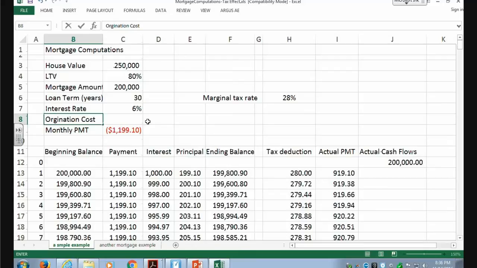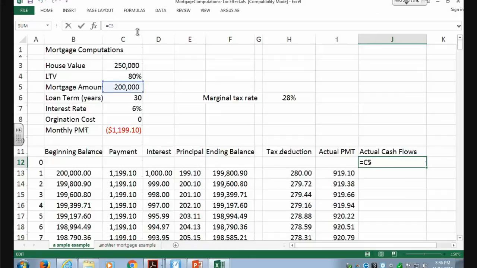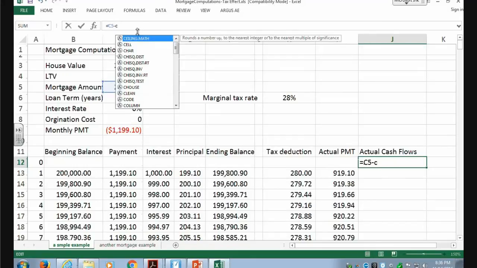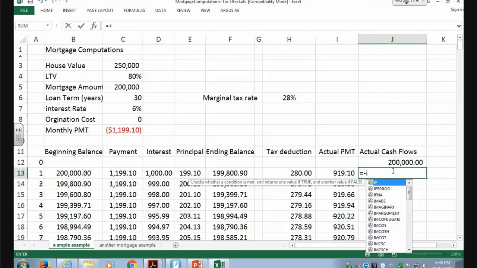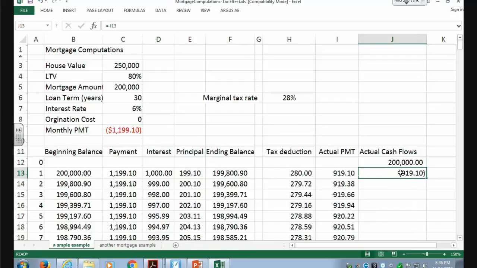Origination cost for this case is 0, so I put 0. Here it is minus origination cost, which is C8, and C8 for this case is 0. Now, can anybody tell me what the actual payment for the first month is? I just copy the numbers, I13, so I just copy paste.